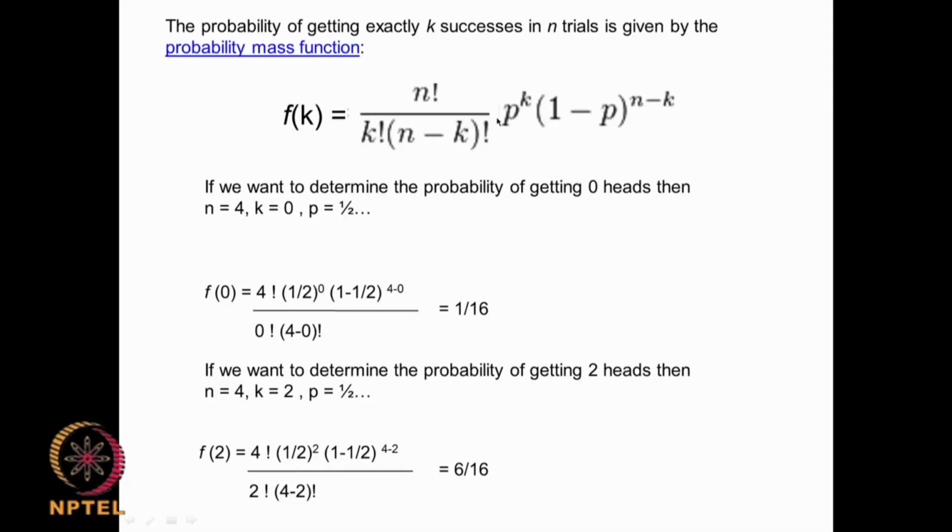Like that, if I want to know with 4 tosses, if k equal to 1, that means 1 head, what is the probability of getting 1 head when I toss the coin 4 times, I put n equal to 4, but I put k equal to 1, and p will be half in all these cases. And 0 factorial you should remember is always 1. So it is simple to calculate.